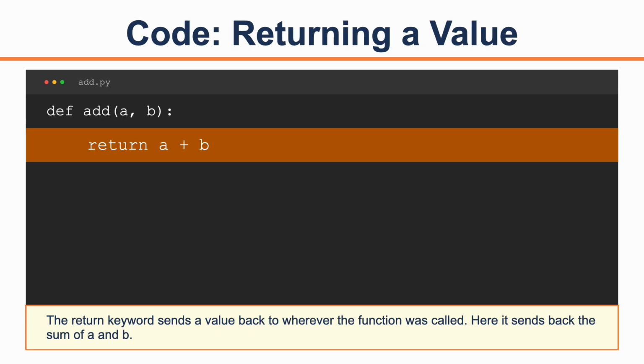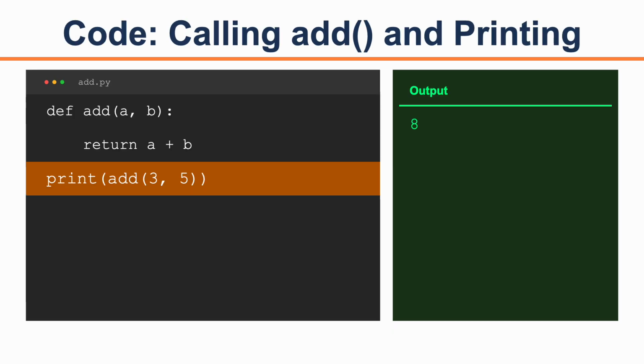The body contains 1 line, the return keyword followed by a plus b. When the function runs, it adds the 2 parameter values together and sends the result back to the caller. The return keyword is what makes a function produce a usable value. Wrapping the call to add inside the print function lets us see the result. Python evaluates add with the arguments 3 and 5 first. That call returns 8. The print function then displays 8 to the screen.